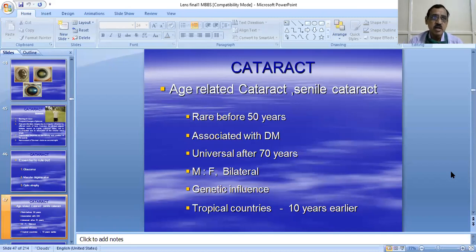The male to female ratio is almost the same in most of our studies, whereas in the north coastal districts of Andhra Pradesh, it is seen more in females when compared to males. Cataract is definitely a bilateral condition, though one eye precedes the other. And in tropical countries, the onset of cataract is 10 years earlier when compared to other countries.